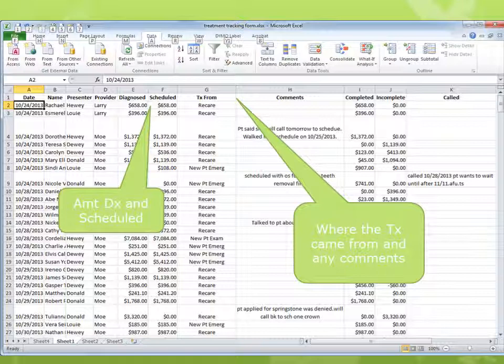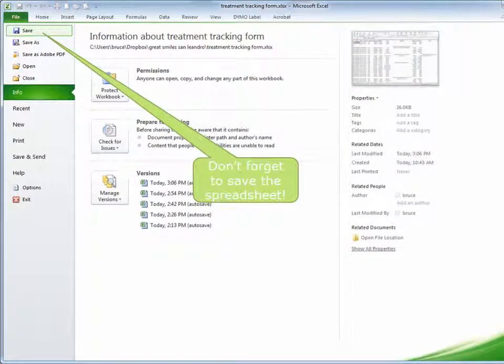You can enter where the treatment came from. For instance, did this come from recare, or is this a new patient emergency or a new patient exam? And also any comments that you want to put in there. There's plenty of room for comments because the text is going to wrap so that cell will get bigger and bigger, so everything will fit in there as you type it. Don't forget to save the treatment plan. To save the spreadsheet.